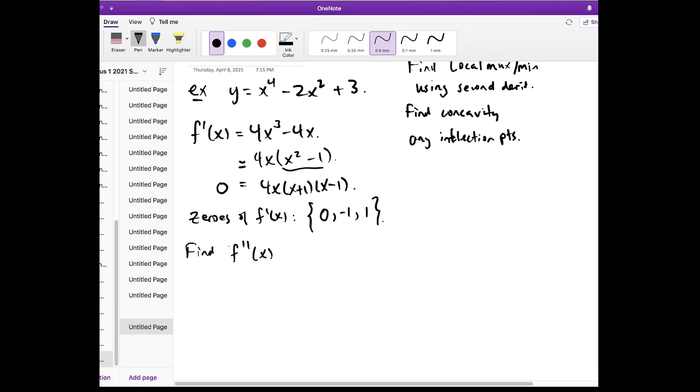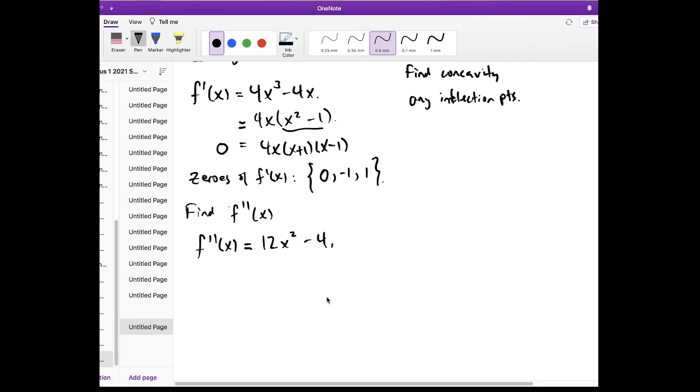So maybe I look at this and I say, oh, I kind of don't want to deal with plugging numbers into that, though there might be a little trick, but the second derivative is actually not too bad. What's the second derivative? Yeah, 12x squared, squared remember, and then minus 4. Okay, so maxes and mins are just plug in 0, -1, and 1.